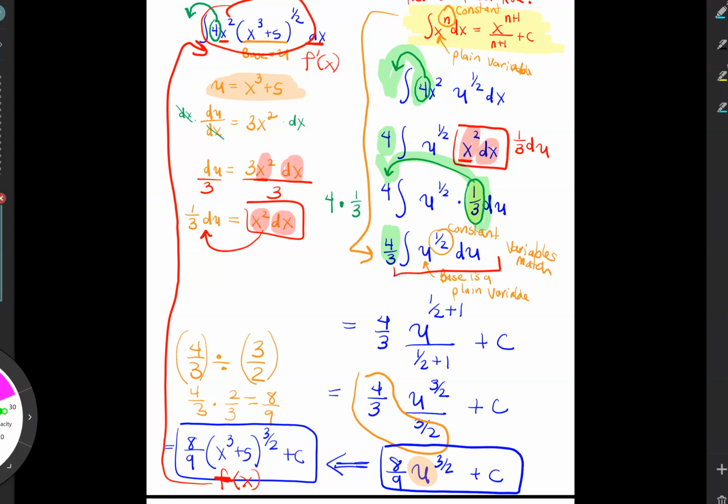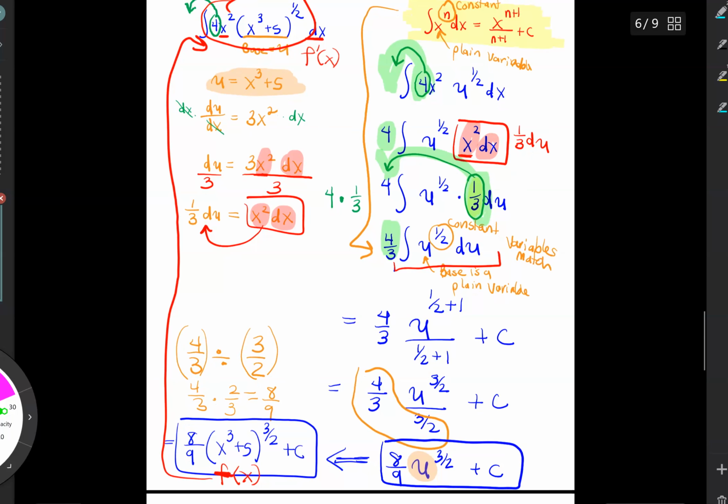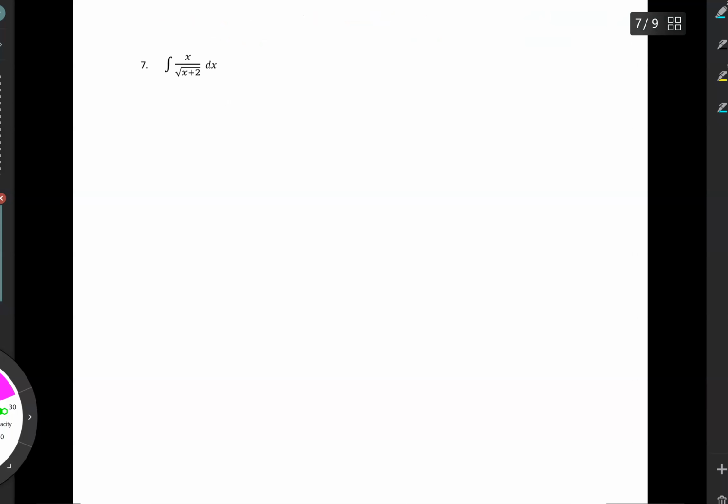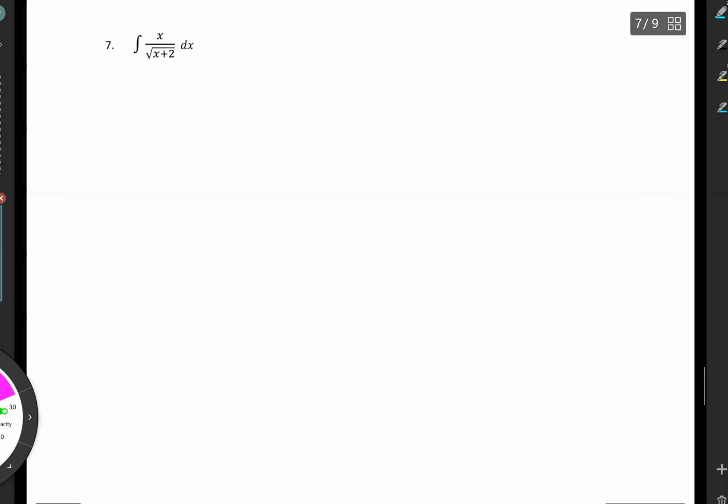Okay, and the next problem we're about to do is brand new as far as the concept goes. So let's take a look at it. Ooh. I see a square root. I also see a fraction. Well, let's just start by rewriting that square root, because I know none of my rules have a square root, right? So let's just rewrite that real quick.